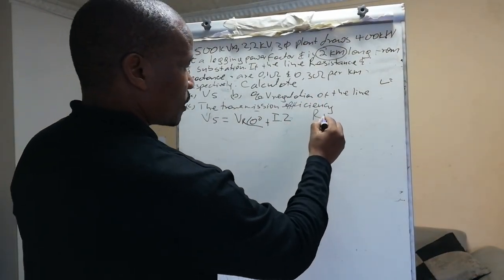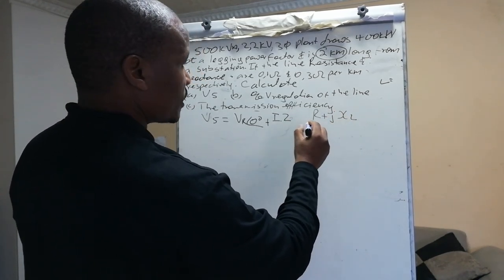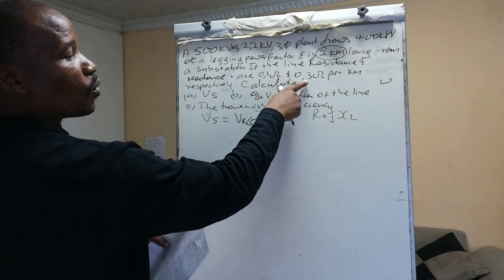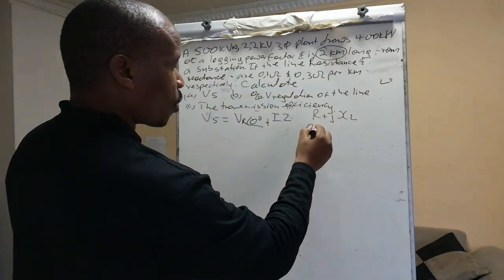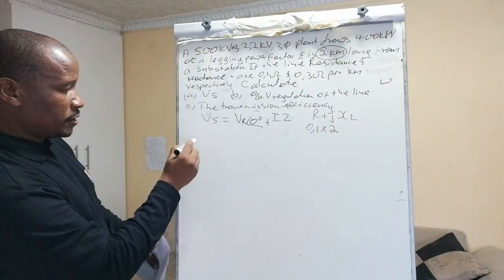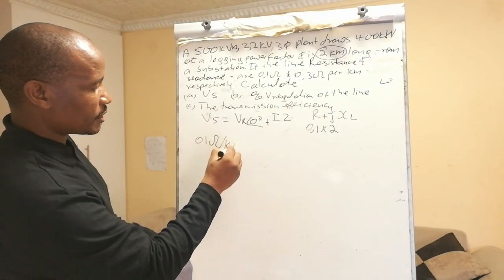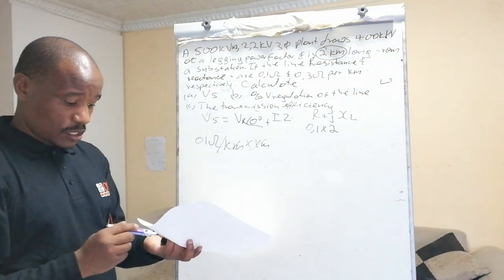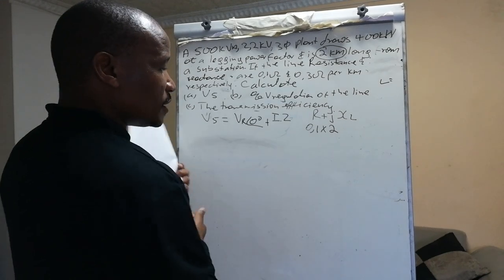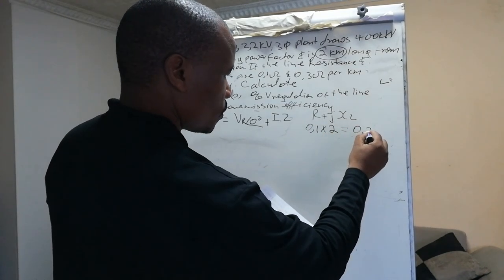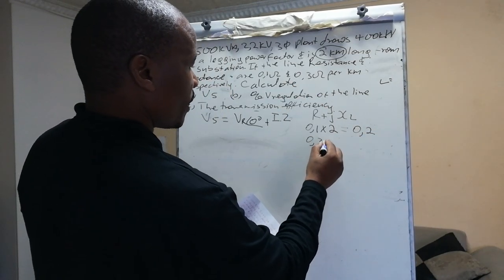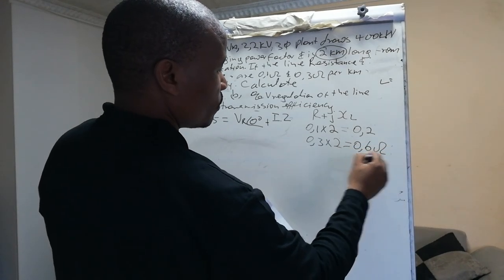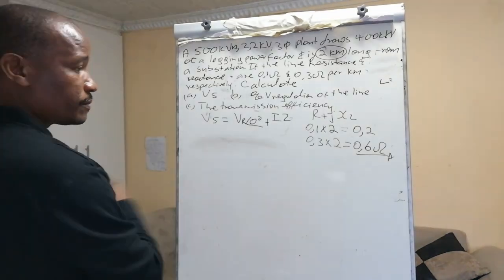But now R plus jXL is equal to what? You are told that it is 2 kilometers long, with 0.1 and 0.3 ohm per kilometer. It means 0.1 ohms per kilometer, multiplied by 2. To get rid of the kilometer, you multiply by kilometers so that it cancels and you are left only with ohms. So this is 0.2 ohm. And then 0.3 multiplied by 2 as well to get rid of kilometers, and you are left with 0.6 ohm.